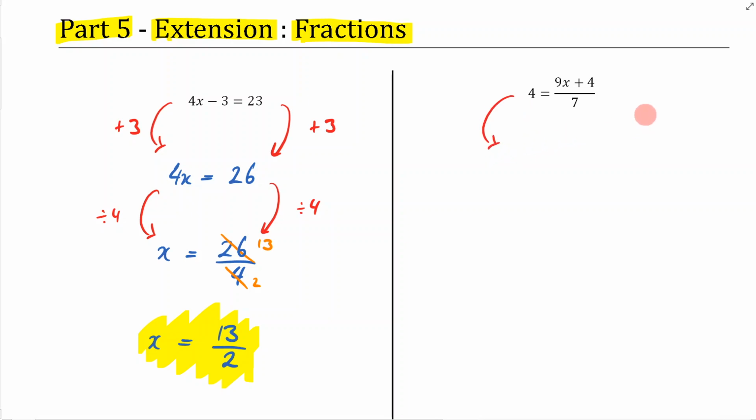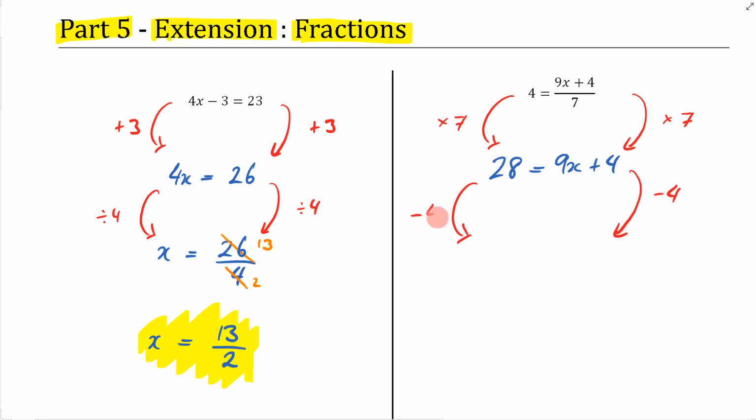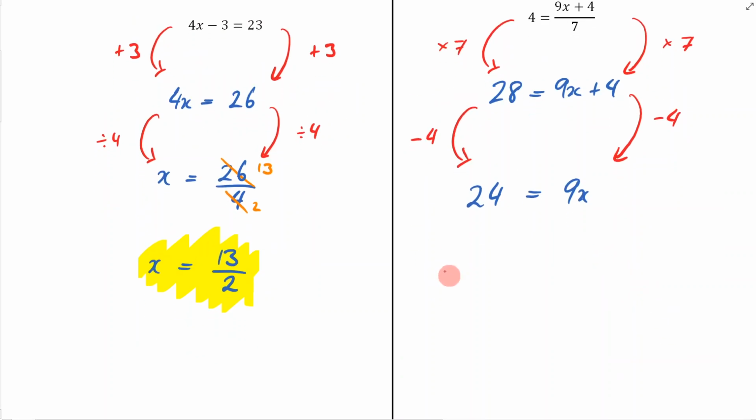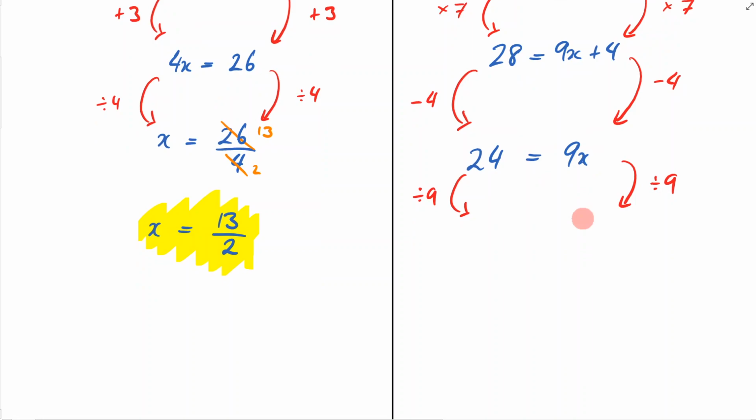So what we're going to do here is we're simply going to times both sides by 7. And that's going to leave me with 28 on one side and 9x plus 4 on the other. And then we're going to keep on going here. The next thing that I would want to do is get rid of that 4 here. So I will minus 4 to both sides. And that would give me 24 is equal to 9x. And then the last thing that I'll do here is to get rid of that 9, I'm going to divide both sides by 9. That's going to leave me with, now I'm just going to write it as I see it to begin with, 24 on 9 is equal to x.